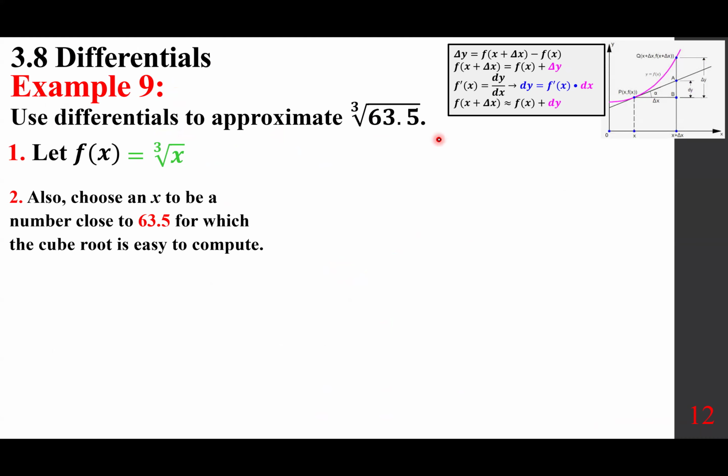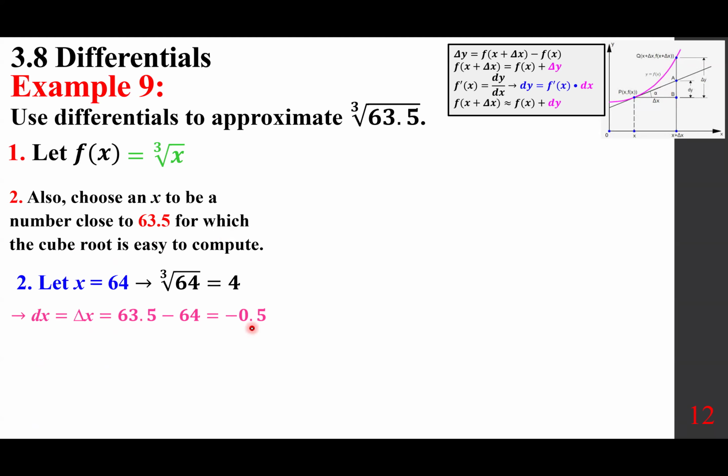Step number two, choose an x to be a number close to 63.5 for which the cube root is easy to compute. We should know x is 64 because we should know cube root of 64 is 4, and that is the closest number to 63.5, which gives us dx or delta x the difference of the two, which is negative 0.5. So dx or delta x is 63.5 minus 64, which is negative 0.5.